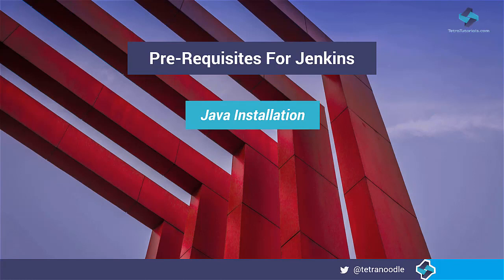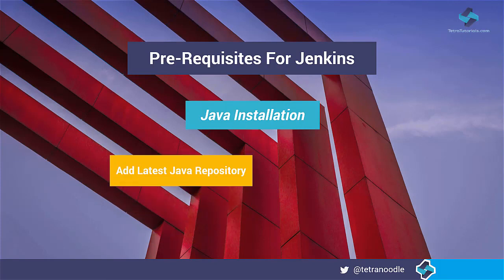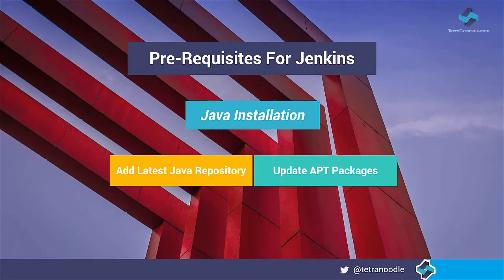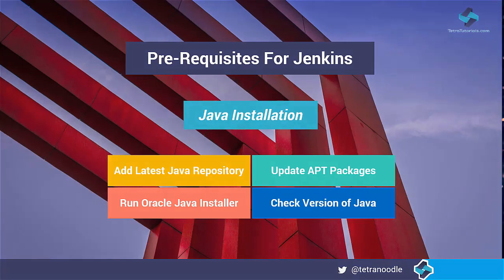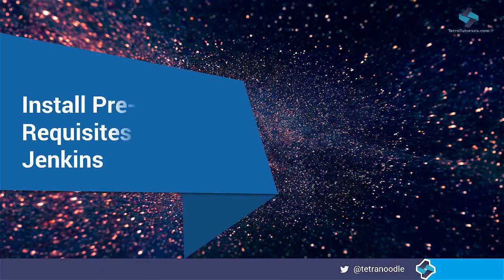There are some prerequisites that you need to install for the whole setup to work. Let's see what they are. First, you need to add the Java repository to the automation server's package repository list where you wish to install Jenkins. Next, update all the packages installed on the server. You can then run the installer for Oracle Java version 8. This will easily install the Java application on the server. And finally, you can check the version of the Java application that is installed on the server. So let's get going. In this demonstration, you will configure the prerequisites for Jenkins on a Ubuntu server.